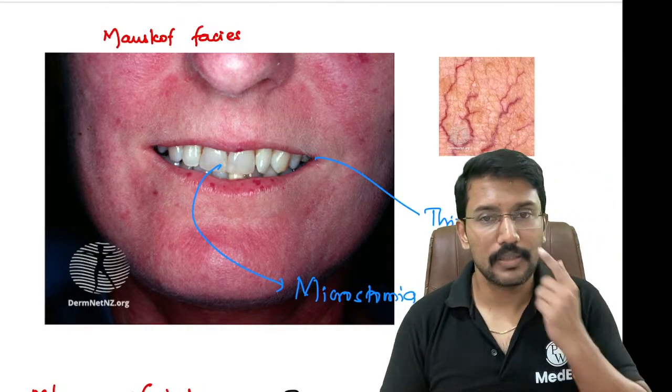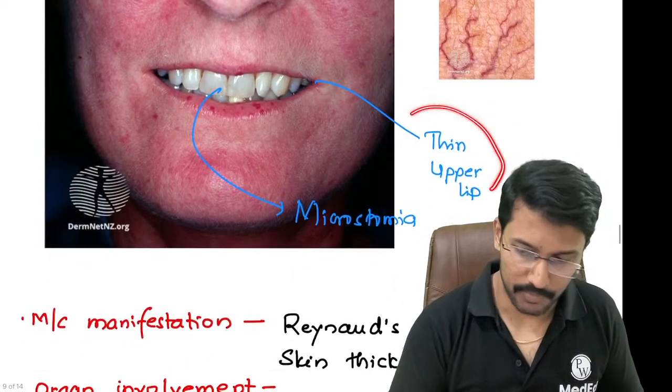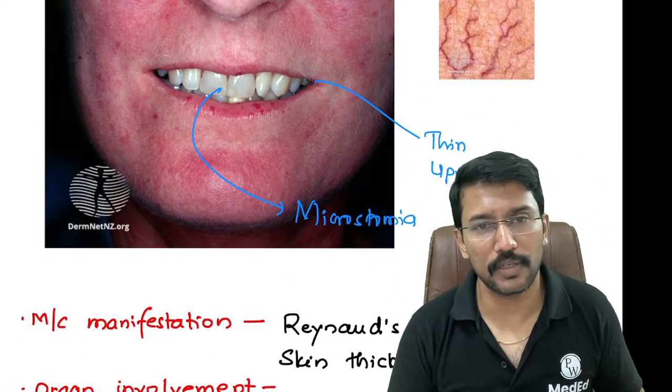And then what else do you notice? The lips have become thin. These patients develop a thin upper lip. This is all because of the fibrosis of the skin.